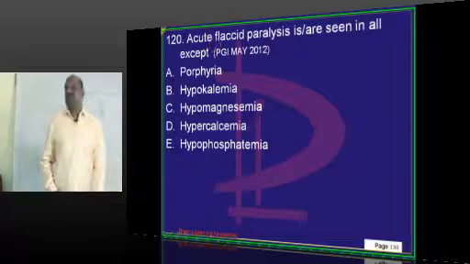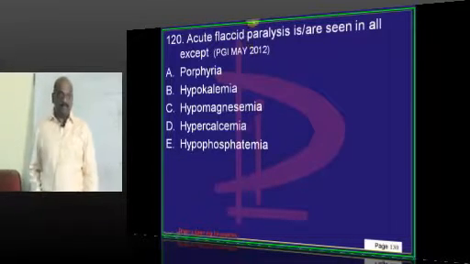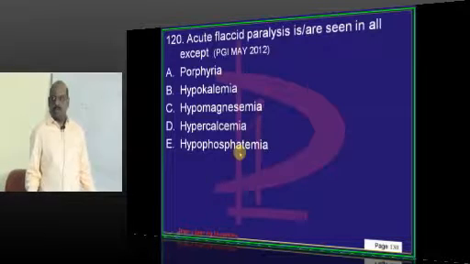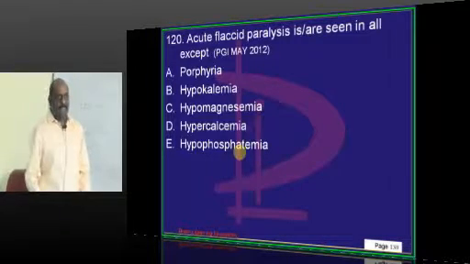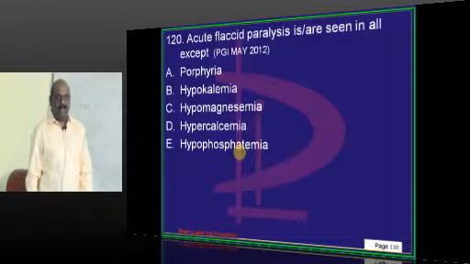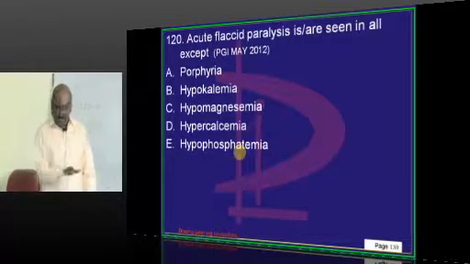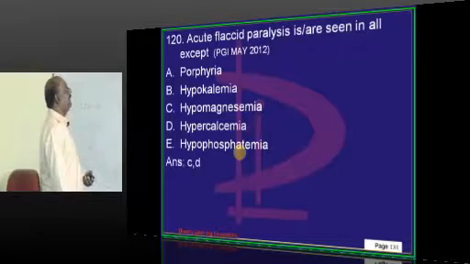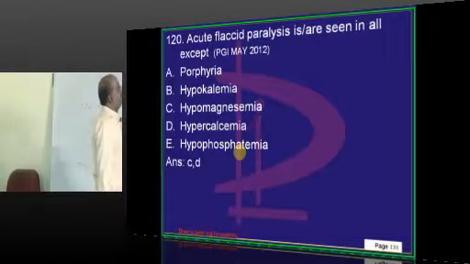Then where do you see acute flaccid paralysis? Flaccid means lower motor neuron. Any neuritis like Guillain-Barré syndrome? Any anterior horn cell involvement in poliomyelitis? Or any spinal cord involvement as in transverse myelitis? They are the underlying causes leading to AFP, which need to be remembered.